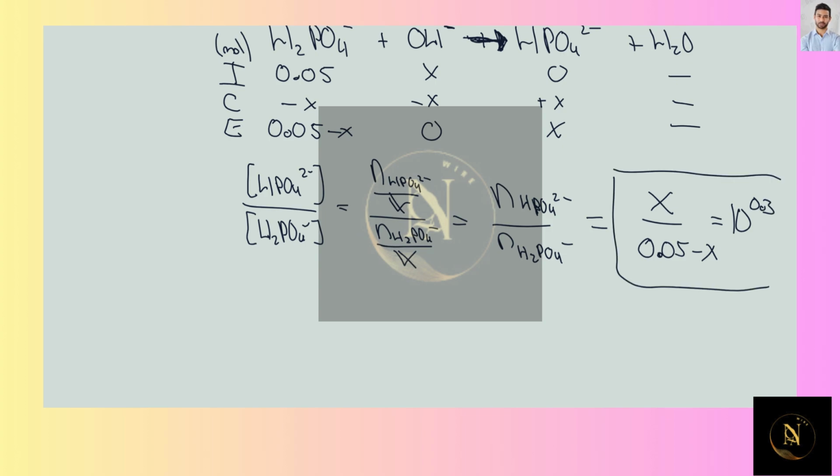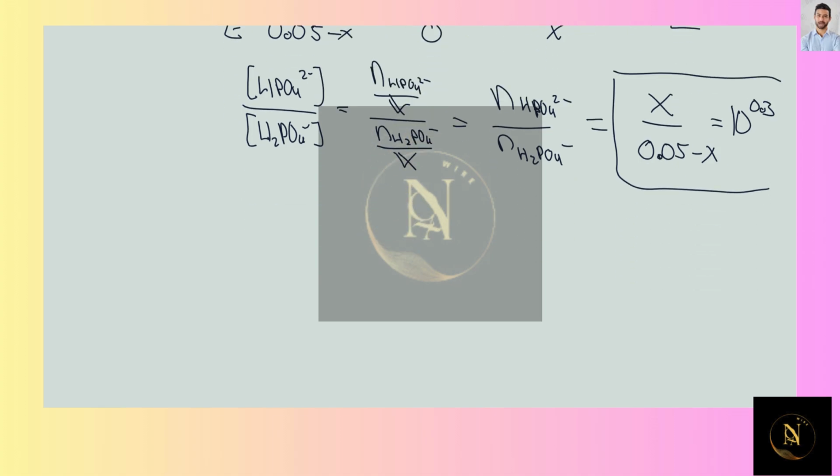Now we need to solve for x in this equation. So solving for x, we're going to pass to the right-hand side the multiplication. So x is going to be equal to 10 to the 0.3 times 0.05 minus 10 to the 0.3 times x.